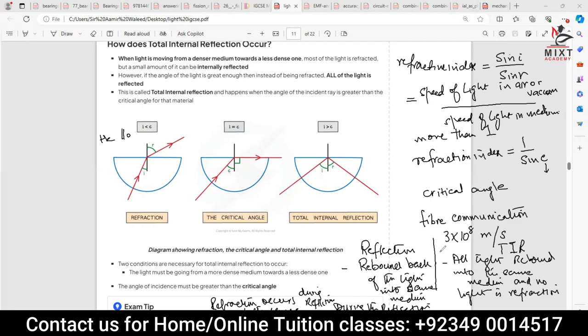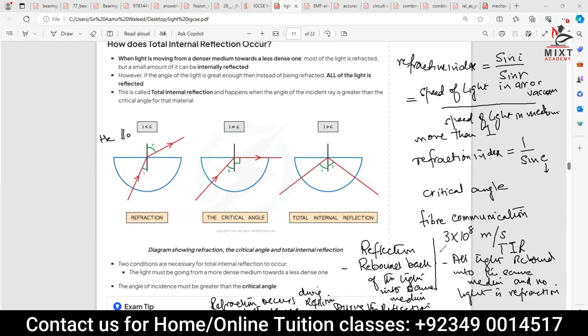While in TIR, all the light is reflected into the same medium and no light will be refracted, not a single beam. All the light will be reflected into the same medium. That is the definition of TIR. Okay, this is the one point.